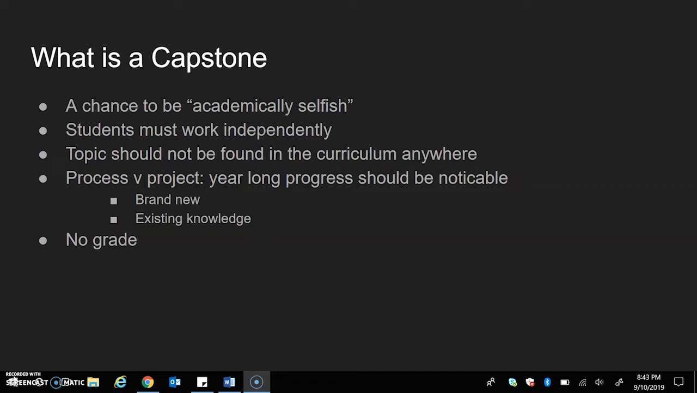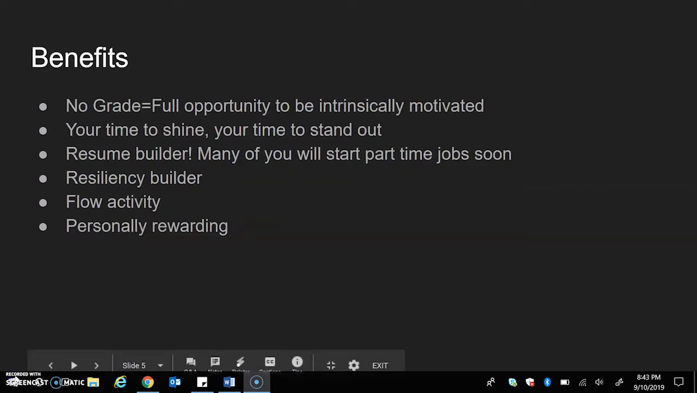Projects typically fall into one of two categories. Students look at things that are brand new to them and there's a lot of exploration, or they develop something based on skills or knowledge that they already have related to the topic. Either way, we are looking to see progress from now until the end of the school year. Capstones are also unique because there is a lot of student work, but there is no grade for their capstone project. The benefits to capstones are many.